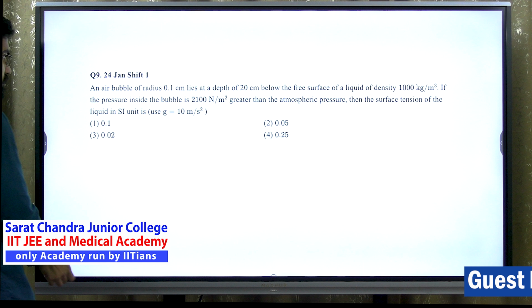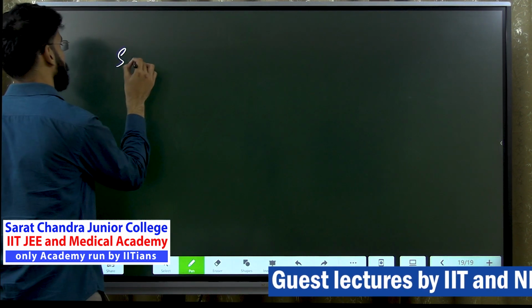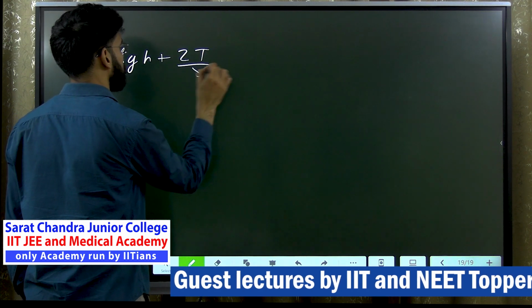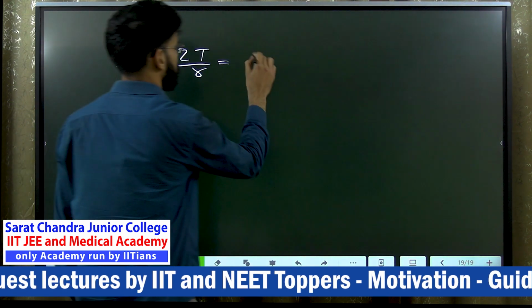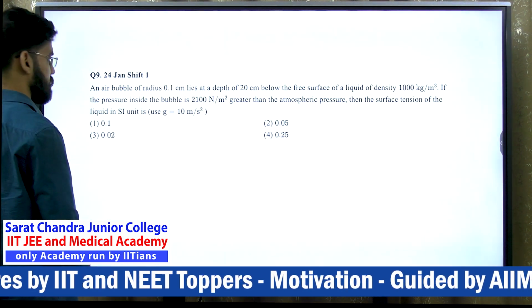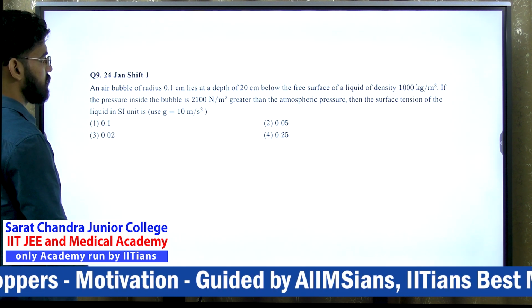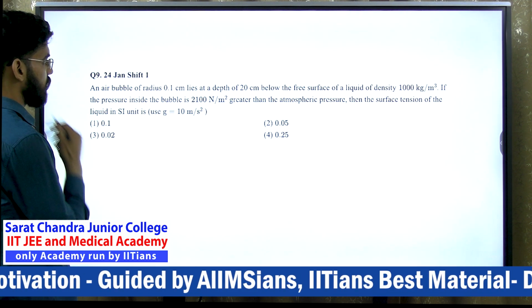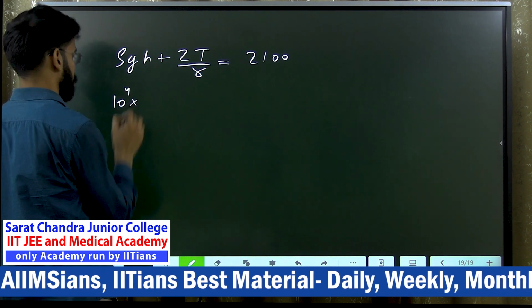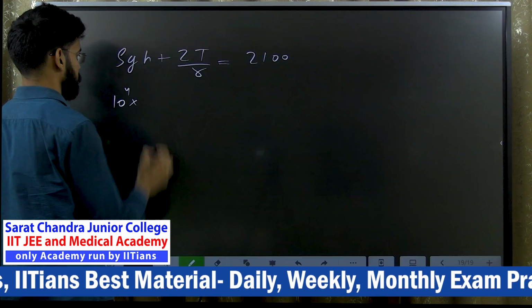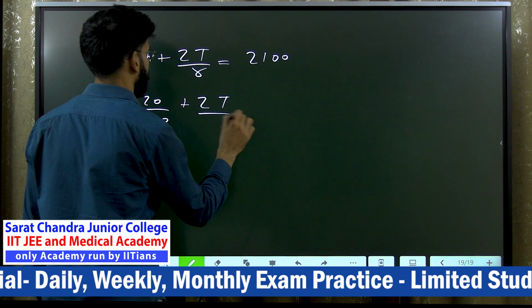So get the answer. What we can say, again the same thing: rho GH plus 2T by R is equal to what? Pressure, right? So that pressure is given, 2100. So rho GH: density 10 to the power 3, g is 10, so 10 to the power 4, into h, how much? 20 centimeters, so 20 by 100 in meter, plus 2 into T divided by R.